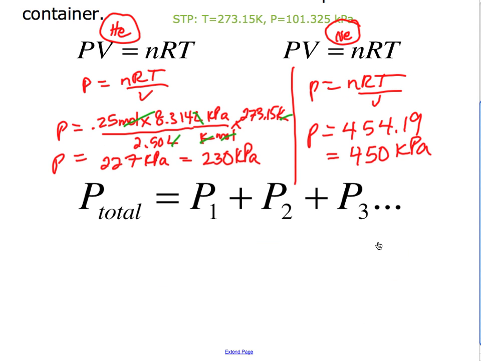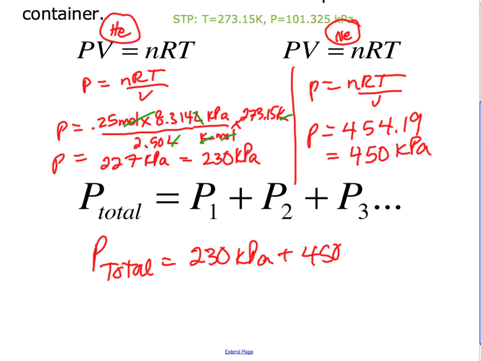So Dalton said to find the pressure of the whole system, the total pressure of that system, just add the two together. So I'd add 230 kilopascals plus 450 kilopascals, which would be equal to about 680 kilopascals. So that would be the total pressure on the system.